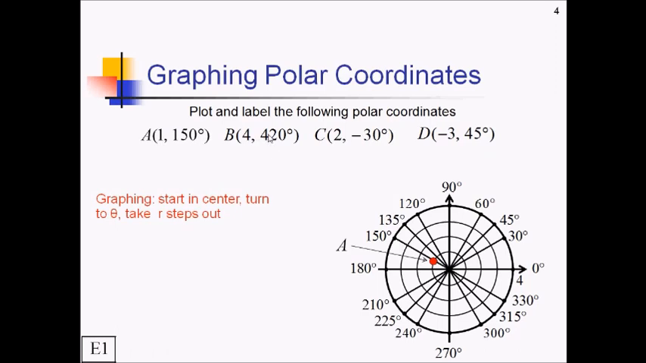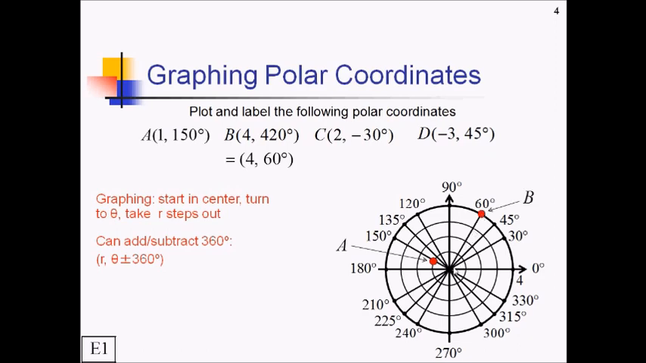Well, the nice thing about this is that just like the unit circle, you can add or subtract 360 degrees and still keep the same radius. You'll still be in the same place. So instead of writing 4, 420 degrees, we can write 420 minus 360, that'll be 60 degrees. So going back here, we turn to the 60 degree ray, and we take 1, 2, 3, 4 steps out.